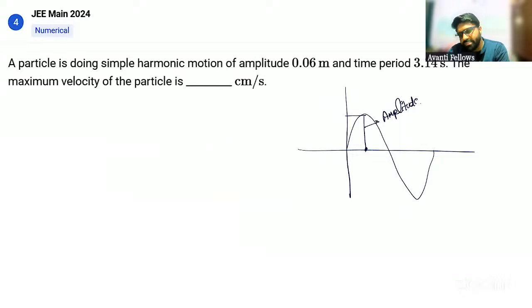The time period is also mentioned as 3.14 seconds. We have to find the maximum velocity of the particle. We know that v is nothing but, first of all, you should know how to write the displacement. Displacement is nothing but a sin omega t. For simplicity we will take this equation.